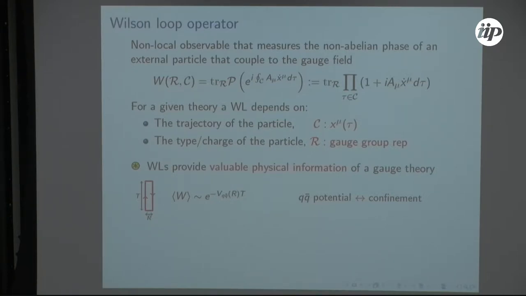And the quark anti-quark potential is a very crucial quantity in any gauge theory because it can tell you whether the theory is confining or not in this regime. For instance, if you compute this quark anti-quark potential and you get that the dependence on the distance is proportional to the distance, so once you separate the quarks, this grows linearly, then the expectation value of this Wilson loop will be the exponential of some constant times R times T. R times T is the area of this rectangle. So this is the famous area law.